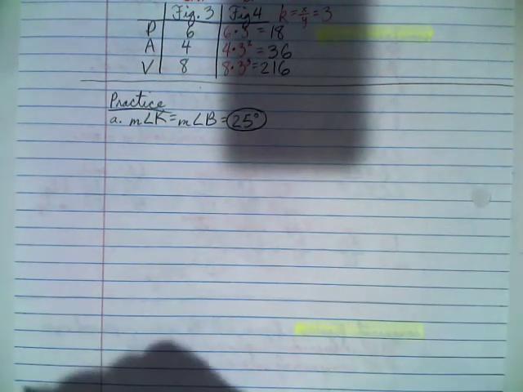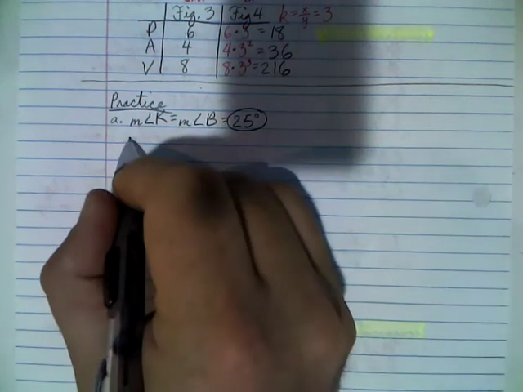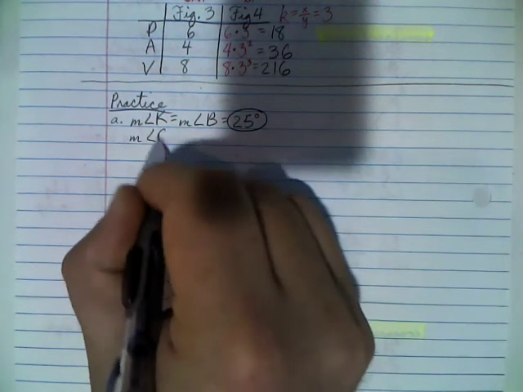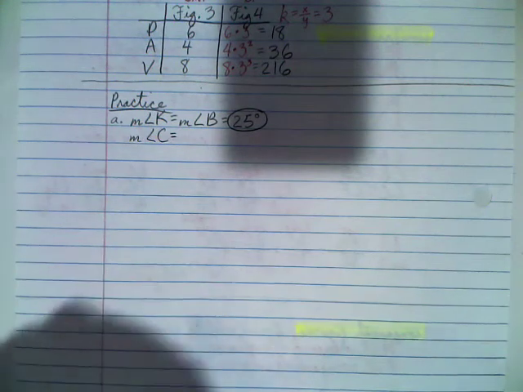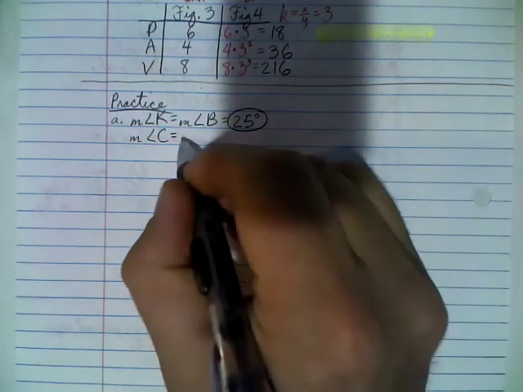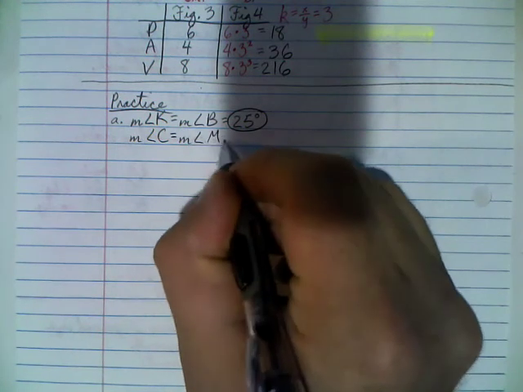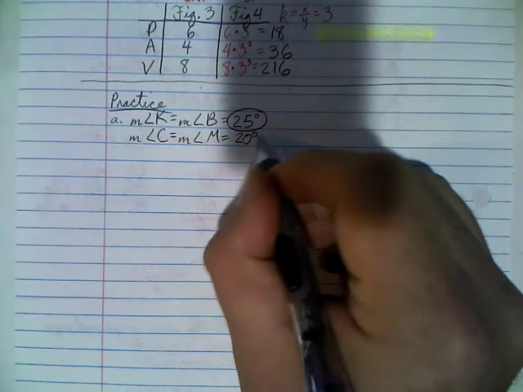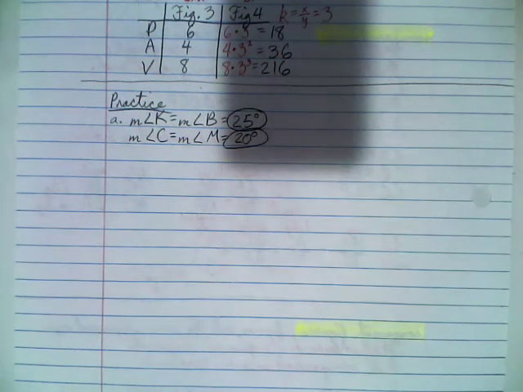Now this problem also asks us to find the measure of angle C. So I start with angle C. Is there something that corresponds to C on the other triangle? And of course there is. It's the measure of angle M. Well, the measure of angle M is 20 degrees. So therefore the measure of angle C must be the same thing.